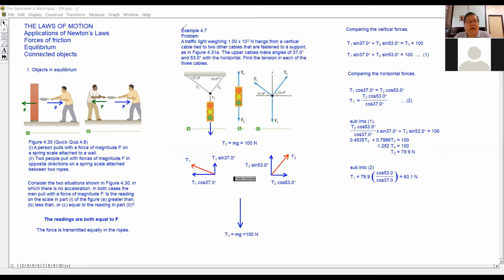Okay, so now let you read the question first. Example 4.7. A traffic light weighing 1 times 10 to the power 2 Newton hangs from a vertical cable tied to 2 other cables that are fastened to a support as in figure 4.31a. The upper cables make angles of 37 degrees and 53 degrees with the horizontal. Find the tension in each of the 3 cables.